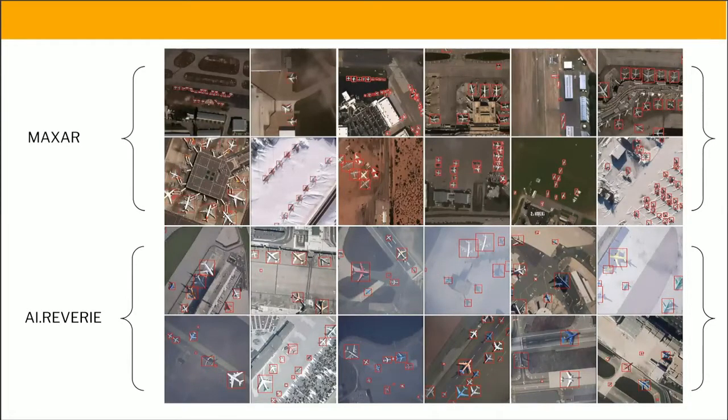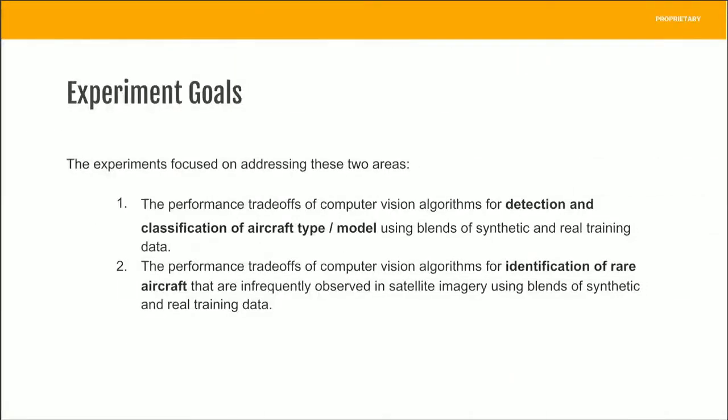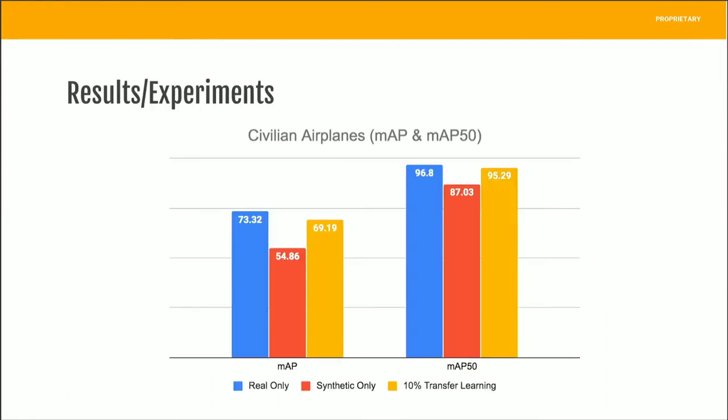So this really increases the diversity of the data set and should help improve generalizability of computer vision algorithms to new areas. The experiment presented in the paper focused on two different areas. The first one is aircraft detection and classification of the roles, and the second set of experiments focused on just pure detection of aircraft. This slide presents our results on these two sets of experiments.